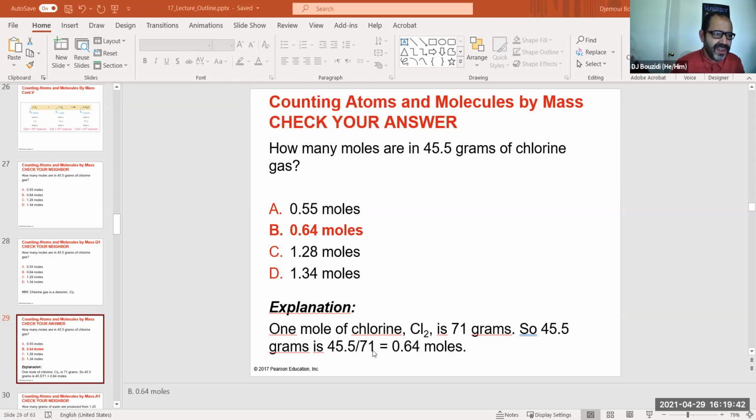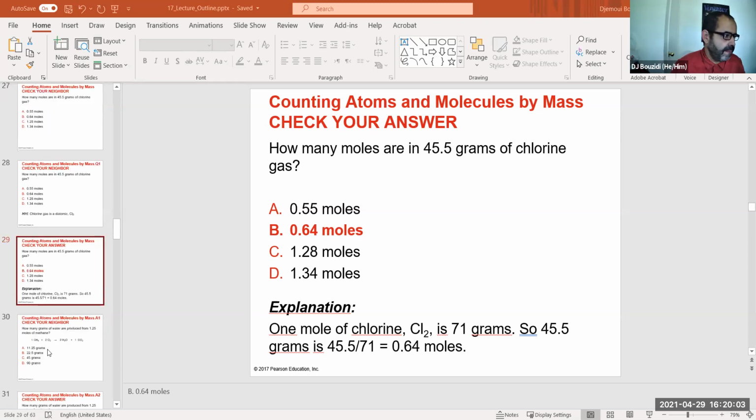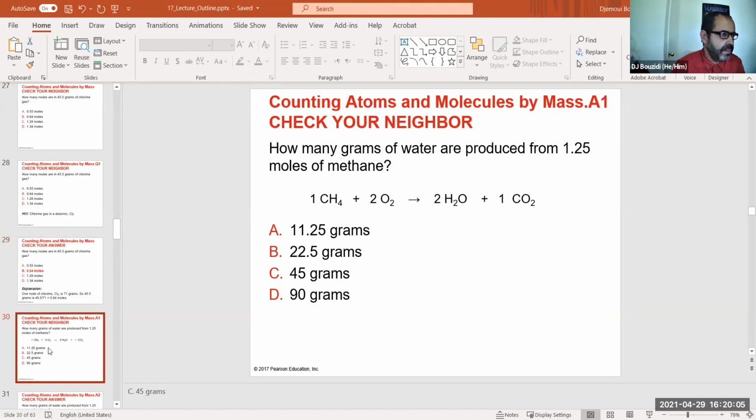So 45.5 divided by 71 is 0.64. So it's slightly more than half. It's almost 2/3 of a mole. So that is how the calculations are conducted. You have to refer back to the periodic table. And this is because chlorine has a lot of isotopes. That's why this number is not exactly 35 or 36, okay? It's not an integer.